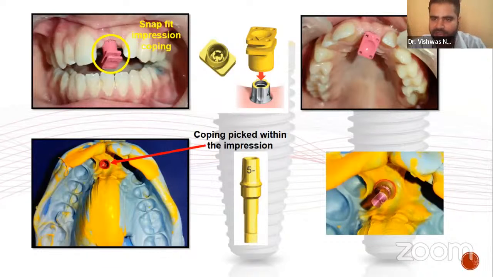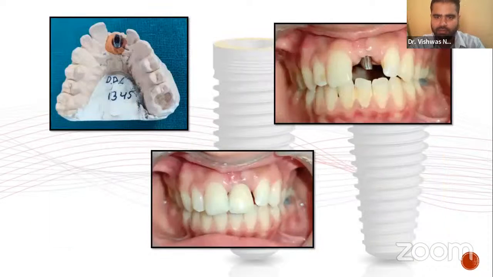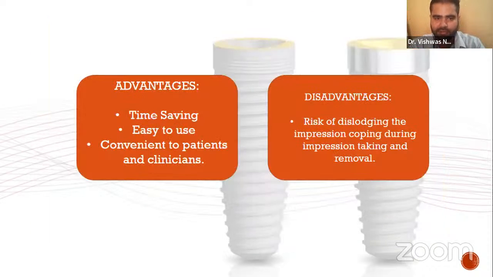And when the impression is removed, we can see that the impression coping gets transferred into the impression tray, just like the open tray system. But there's no window, so it is basically a hybrid of open and closed tray systems. Once this is done, the analog is attached onto the prosthetic abutment, and this assembly is placed into the impression coping. After that, the prosthesis can be delivered.